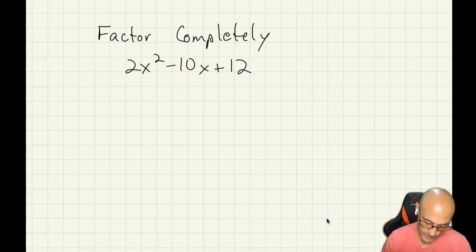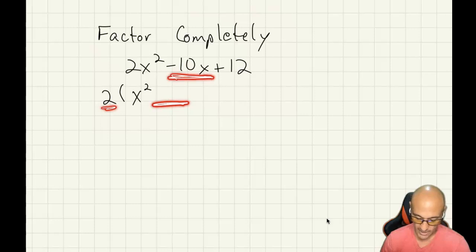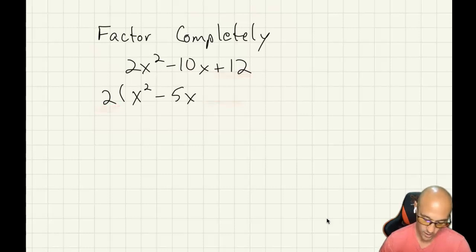So what we do is we say, all right, 2 times what is equal to 2x squared? Well, 2 times x squared is equal to 2x squared. And then 2 times what is equal to negative 10x? Negative 5x. And 2 times what is equal to 12? And that will be 6. So that is the first step in factoring completely.